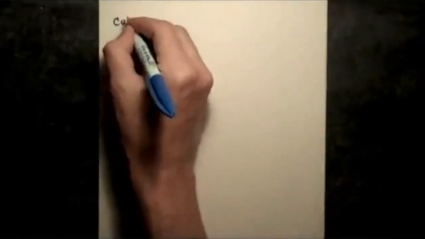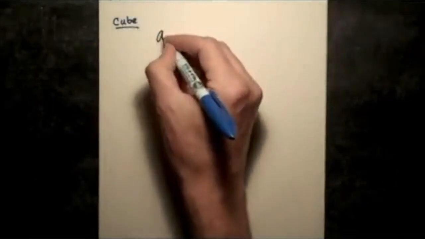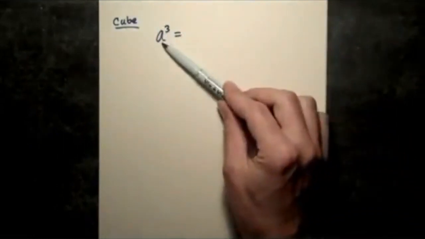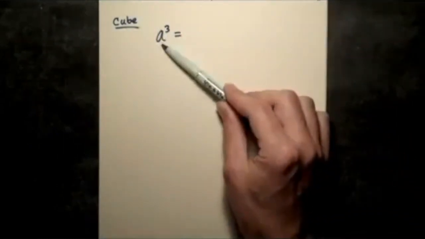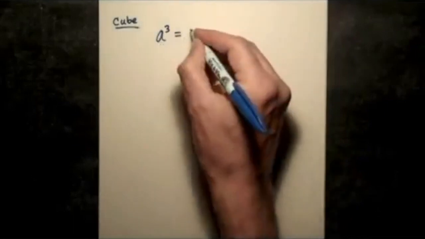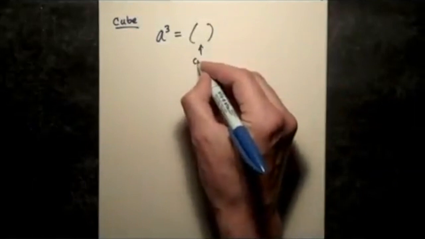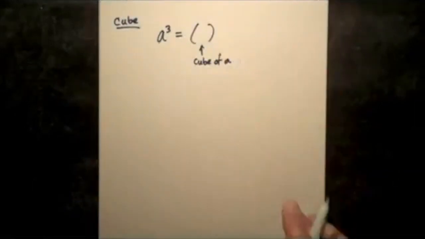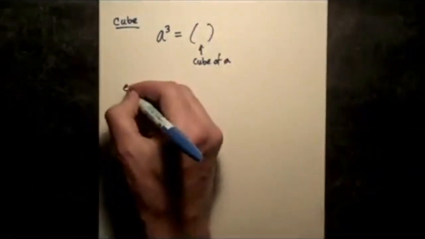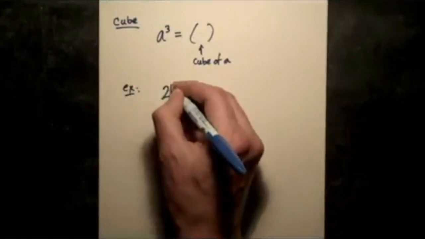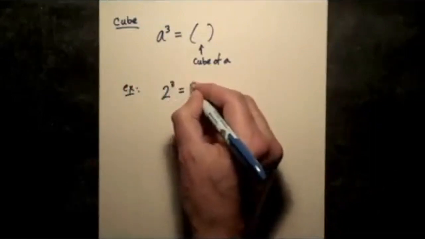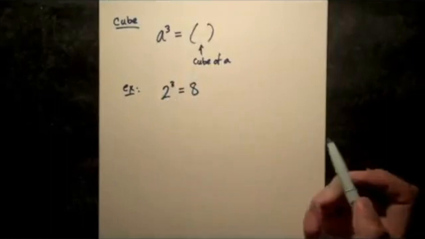Now I want to give a definition of the cube root, and we'll start by reviewing the definition of the cube. So now we're taking the third power of a number. This would be a times a times a. We get some number as a product, and that would be the cube of a. So an example, 2 cubed is equal to 8. 2 times 2 times 2.